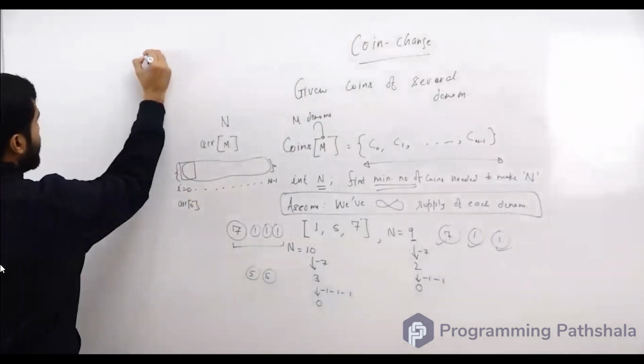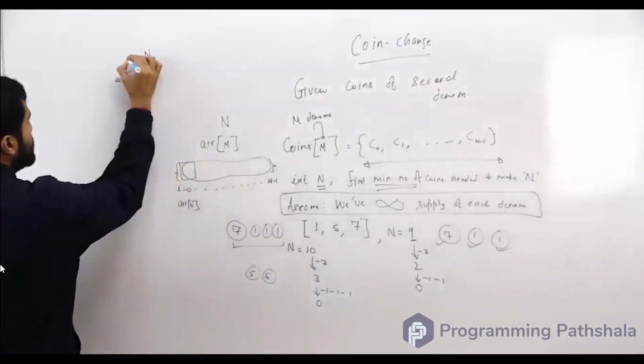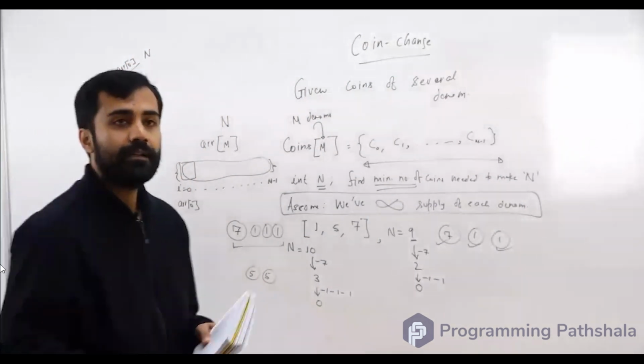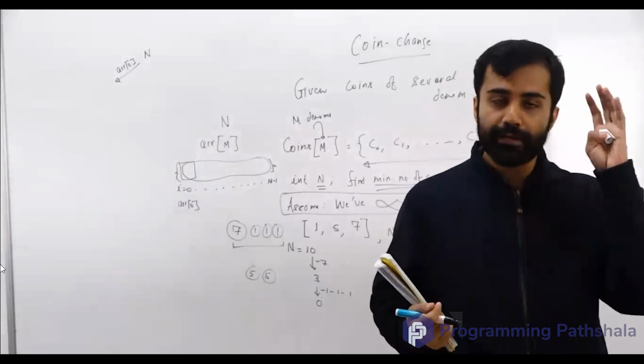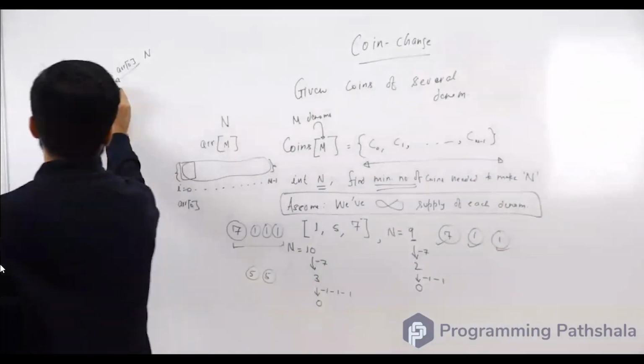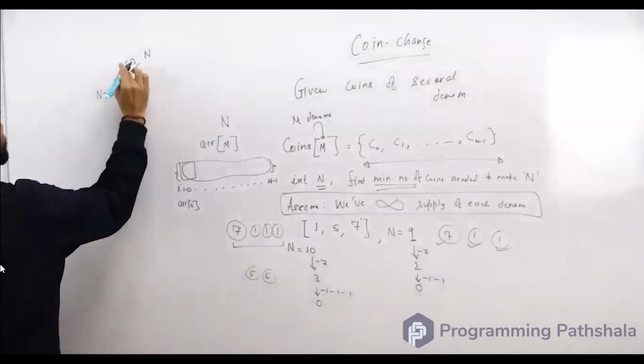So you wanted to make n rupee coin. And if you take your first coin as array 0, then how much amount will be left? You wanted to make n and you took array 0. So now the amount left will be n minus array 0. Let me just write it as a.